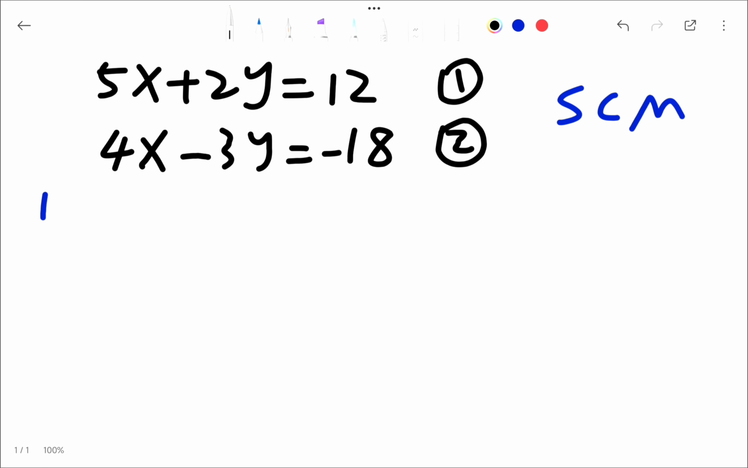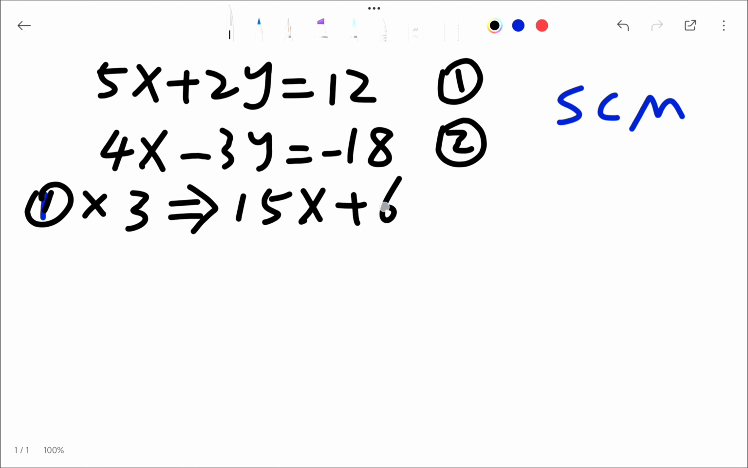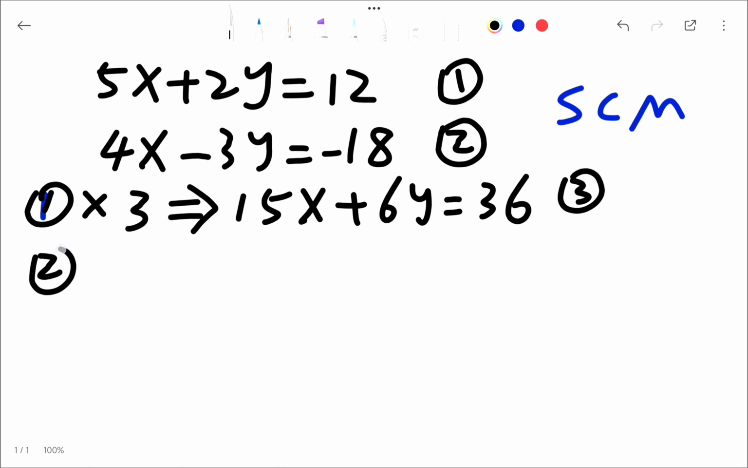So we need to multiply equation number 1 with 3. When we do that, we multiply everything in equation 1 with 3 to keep the equation balanced. And let's call that equation number 3. Now, equation number 2 needs to be multiplied by 2.